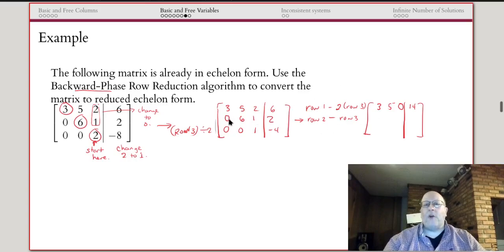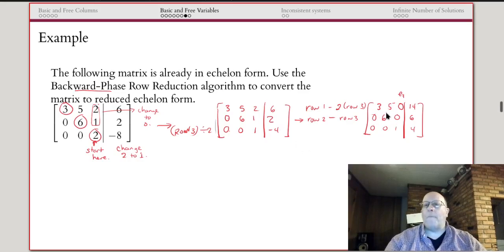Then in the second row, 0 minus 0 is 0. 6 minus 0 is still 6. 1 minus 1 is 0. 2 minus a negative 4 is positive 6. And notice that this column is now a standard basis vector. This is E3. So we're making some progress.